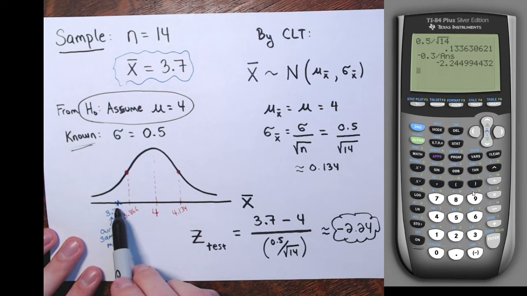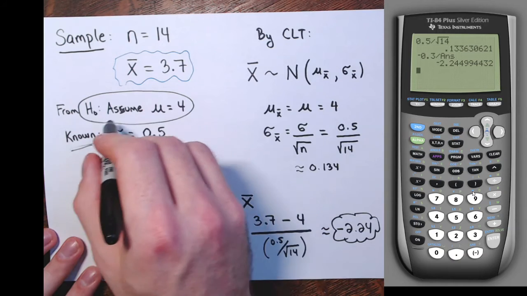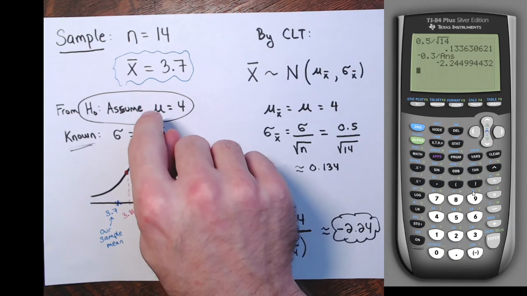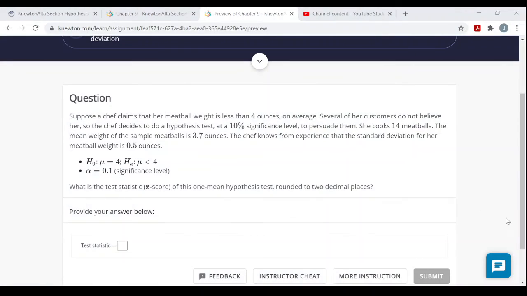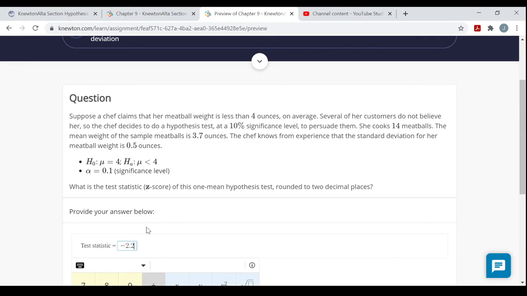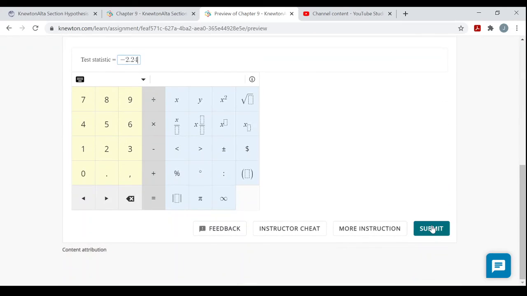So if that's the case on our first sample, we probably would say that this assumption is bad. Maybe the mean is not 4, if our first sample came in over 2 standard deviations away from 4. That's what we're going to do after this. But for right now, we're just finding this test statistic. So it's negative 2.24 when rounded to 2 decimal places, and that's all they're asking for.